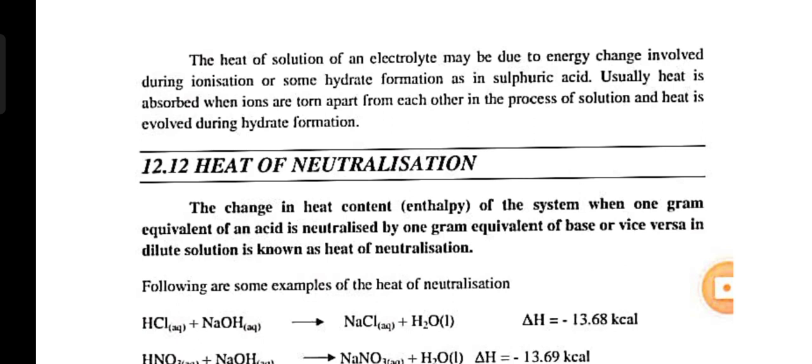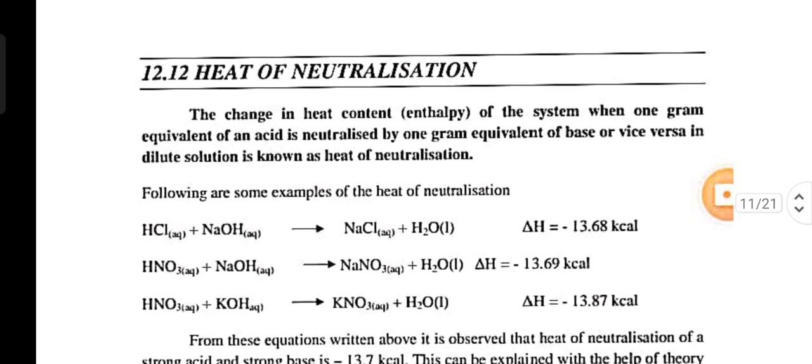Following are some examples of heat of neutralization. HCl plus NaOH give NaCl plus water. HNO3 aqueous plus NaOH aqueous give NaNO3 aqueous plus water, ΔH is equal to minus 13.69 kilocalorie. Nitric acid plus KOH give KNO3 plus water, ΔH is minus 13.87 kilocalorie.